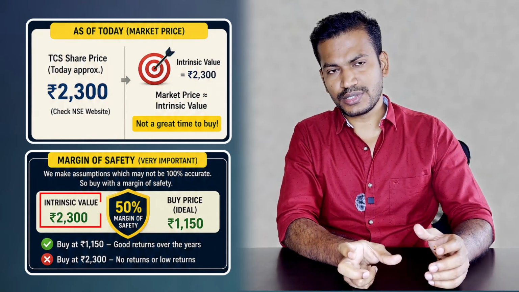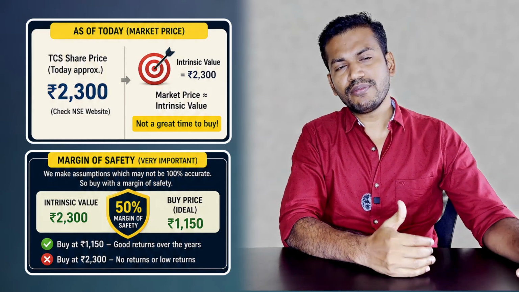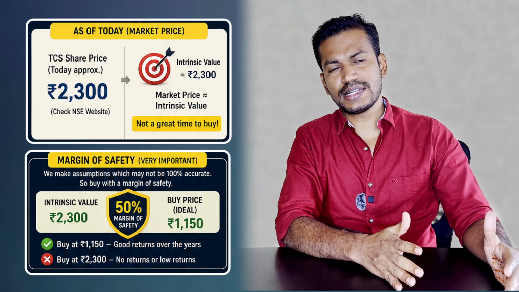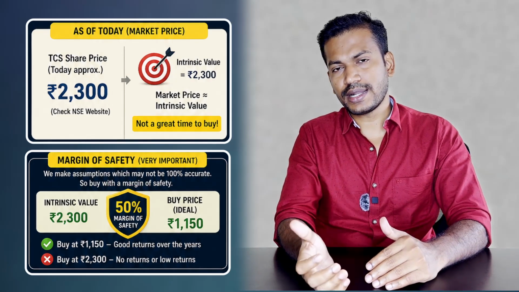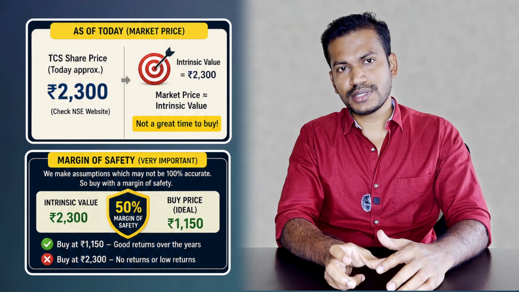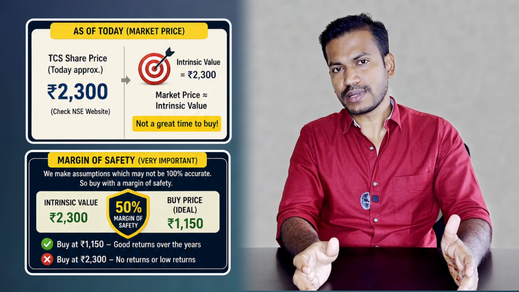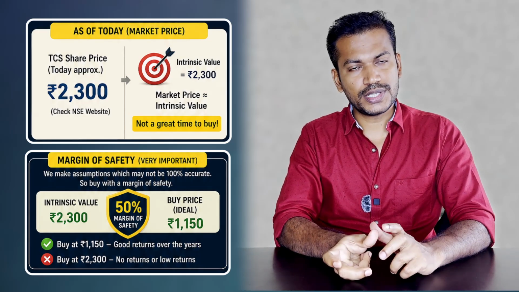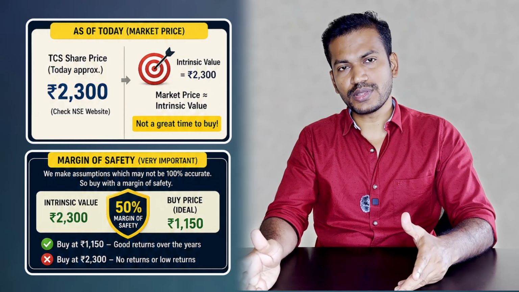Before buying TCS at 2300 rupees, we need to have a margin of safety, because we have made a lot of assumptions and they may not be true. So to be on the safer side, let's say we have a 50% margin of safety. Taking that into account, if we buy the TCS share at 1150 rupees, we would make a good amount of money over the next few years. But if we buy it at 2300 rupees, which is the intrinsic value of the TCS share, we may not generate any returns over the next few years.